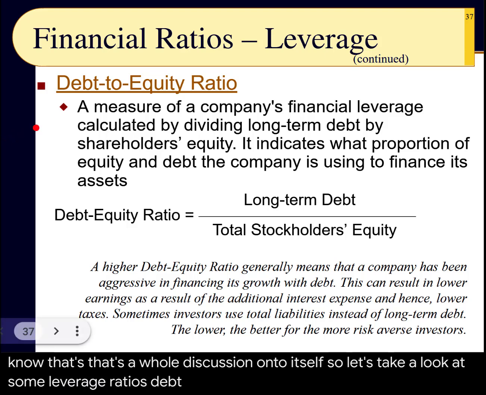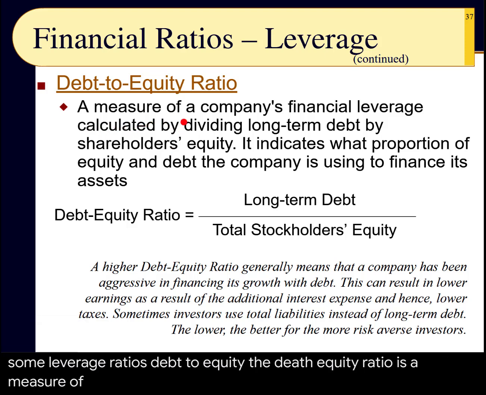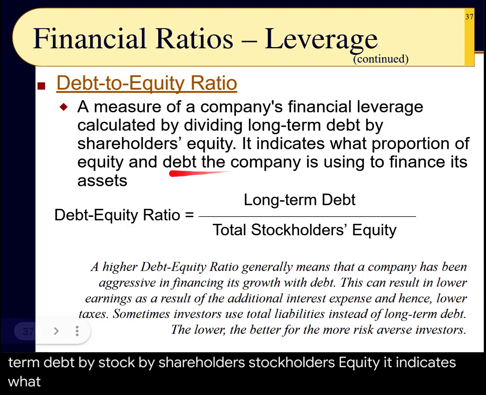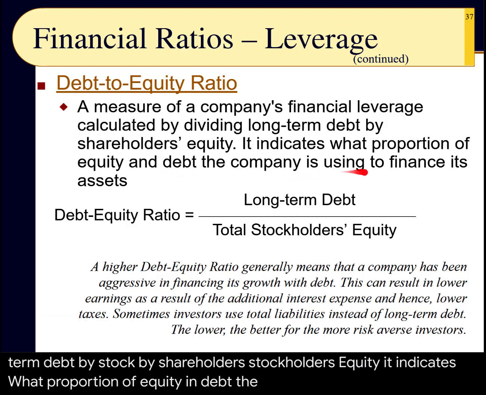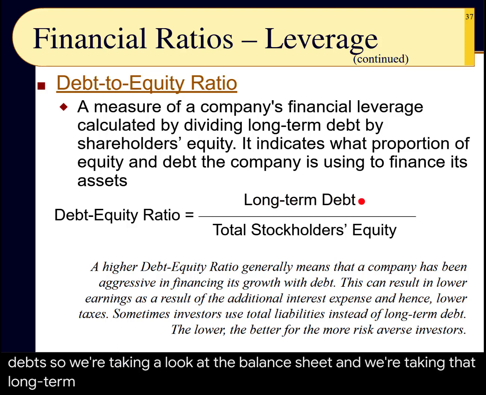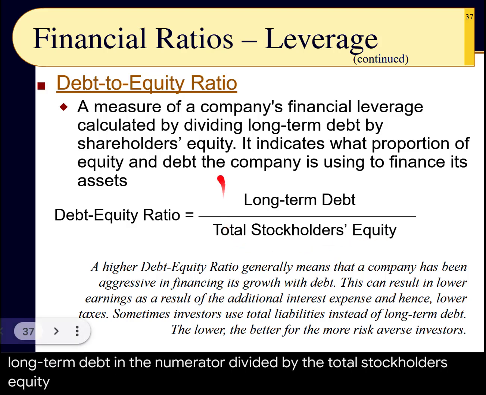Debt to equity. The debt to equity ratio is a measure of a company's financial leverage calculated by dividing long-term debt by stockholders' equity. It indicates what proportion of equity and debt the company is using to finance its assets. So we're taking a look at the balance sheet, and we're taking that long-term debt in the numerator divided by the total stockholders' equity. So let's do it.